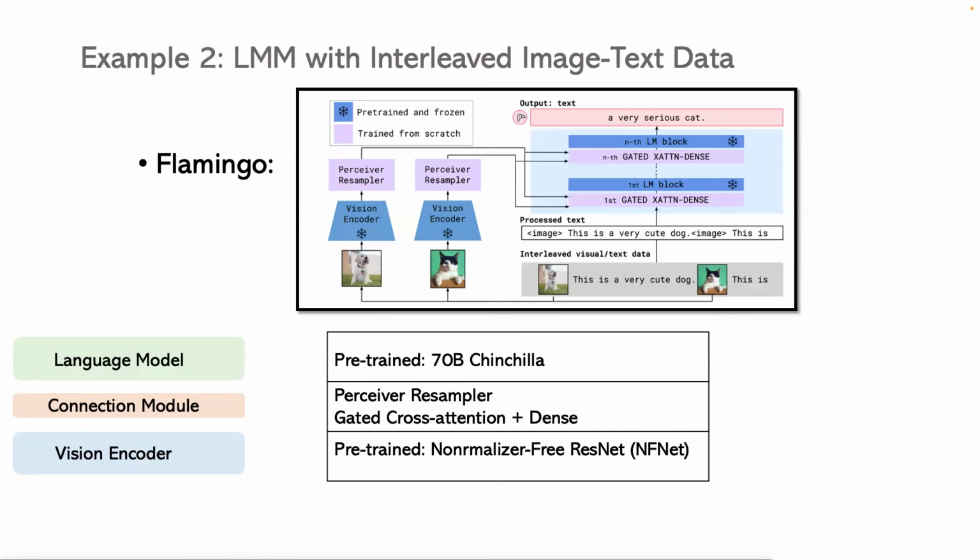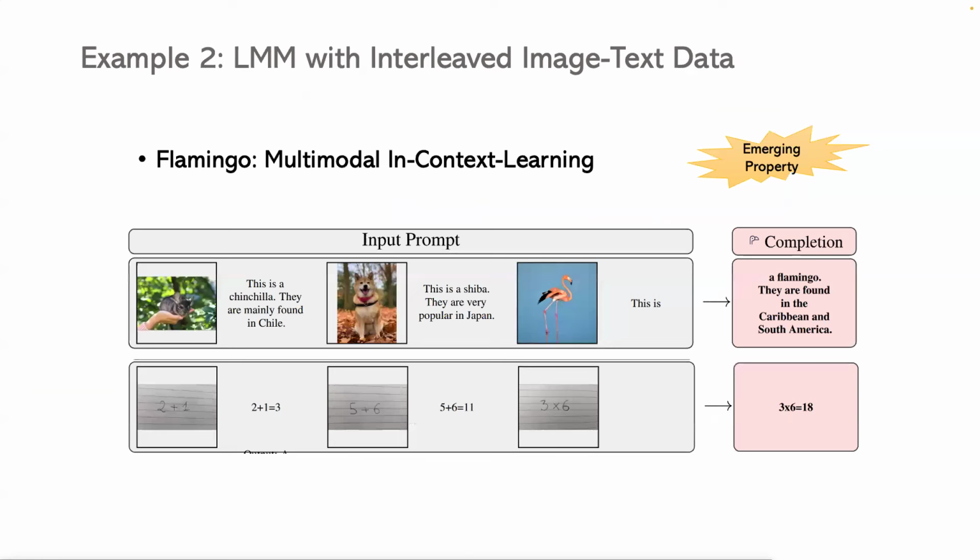There's another example, which is Flamingo. Flamingo is well known for taking in interleaved image text data. And as you can see, it also takes the three-component framework that I introduced before. One major difference is that its connection module is very heavy, right? Flamingo is also well known for an interesting property because it takes in web-scale interleaved image text data, and it is the first model that enables the multimodal in-context learning capability. And this, to me, is the GPT-3 moment of multimodal research.